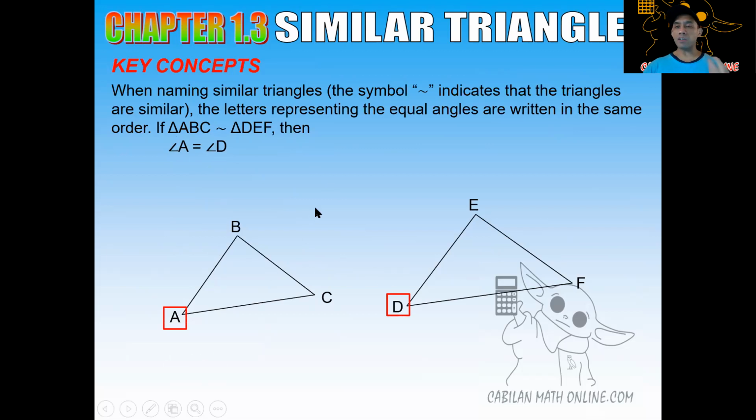Now, when the side lengths are proportional, the angles are actually equal to each other. So for example, angle A and angle D will be equal, angle B and angle E will be equal, and angle C and angle F will be equal because these two triangles are similar to each other, so they will have equal angles.